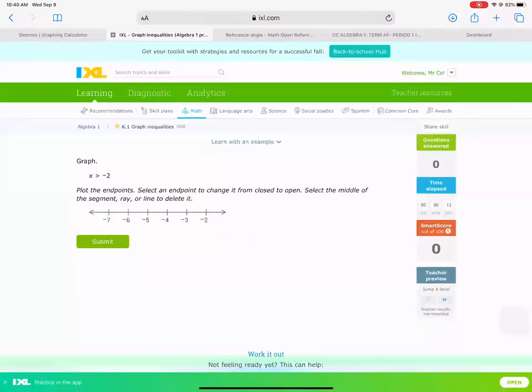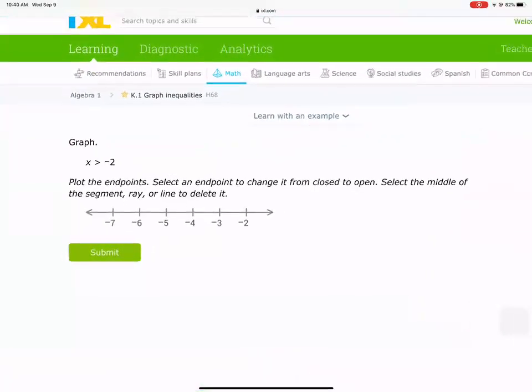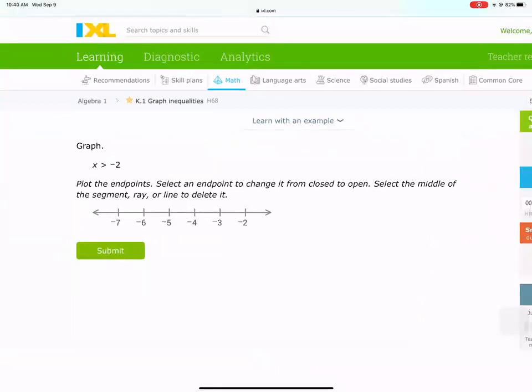So here in iExcel, this is how we use these activities. Plot the endpoint. So first thing you're going to do is put a dot at 2. It automatically puts a dot there. But if you tap it over and over again, it'll change from a hollow to a solid, a hollow to a solid. Now for this problem, x is greater than -2. Are we allowed to use solid or hollow? Well, we're not allowed to be on -2. This is strictly greater than -2. So we use a hollow circle.